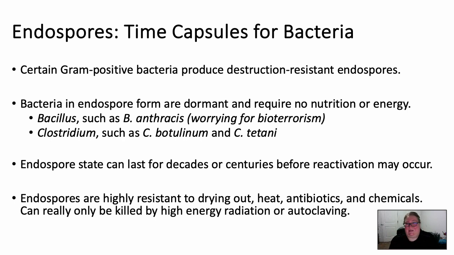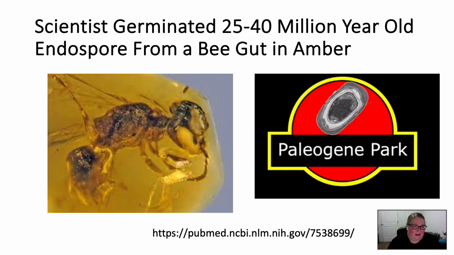In fact, endospores have lasted millennia. We talked previously about scientists finding endospores of a bacteria in amber. This is the picture from it. There's a bee that got stuck in amber back in the day, and while studying it under the microscope, they found spores on the outside of it and in the bee's gut. They carefully harvested those endospores and germinated them, so they grew them in the lab. I got this from Dr. Burroughs. It's like Paleogene Park, where we reanimated something that's millions of years old. This link down here is to the article where they published their findings from reanimating this bacteria. Scientists do some weird but cool things.